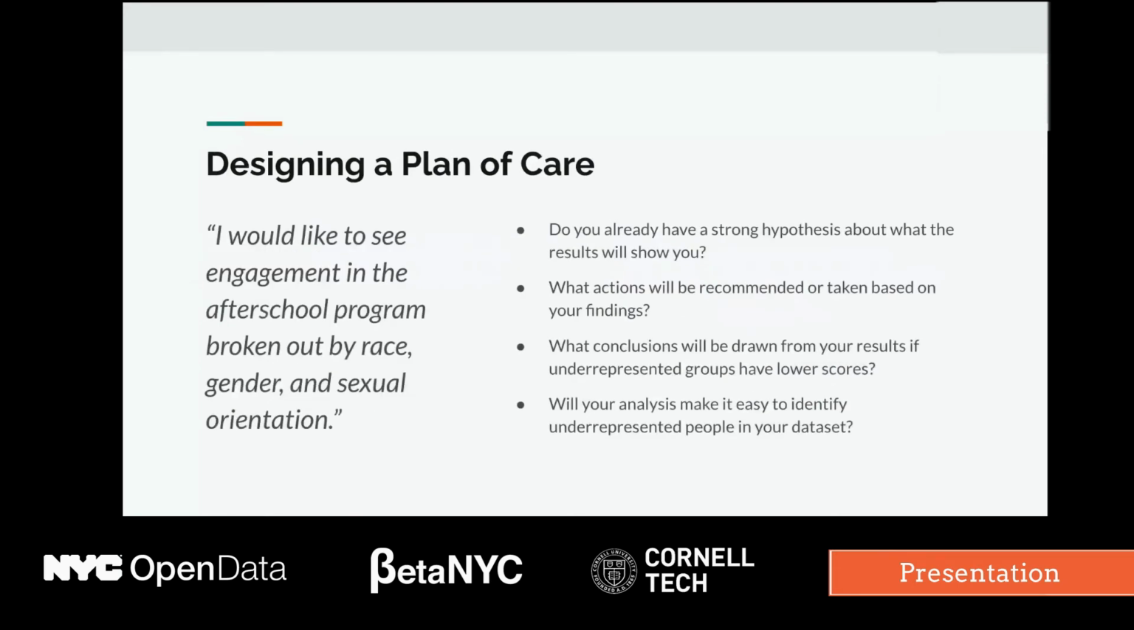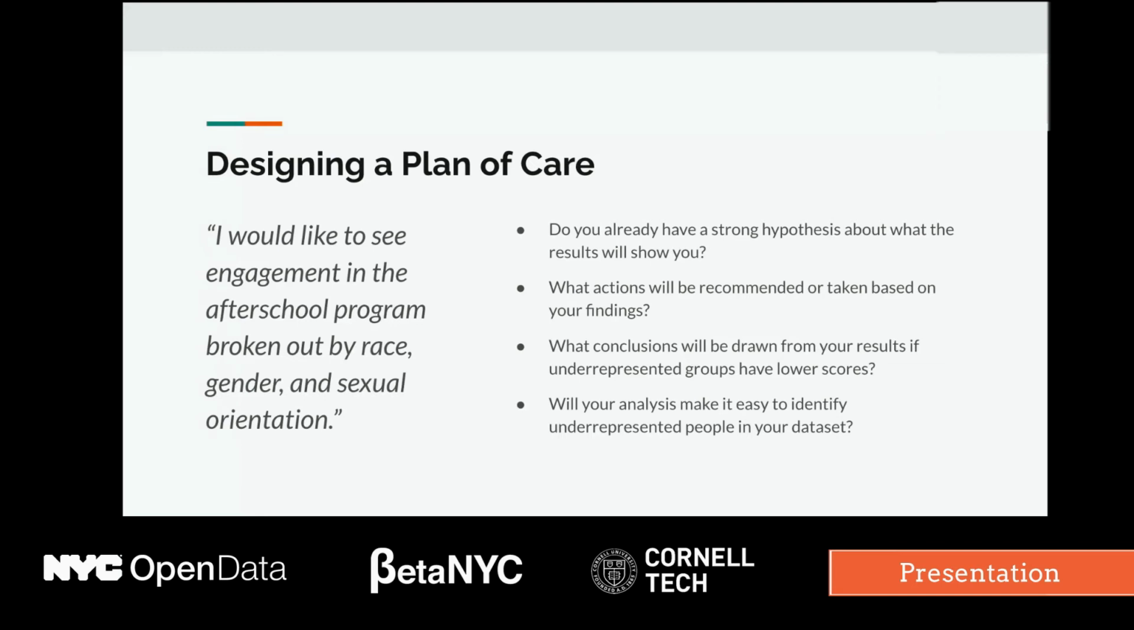Okay, so if you still need to use demographic information, we recommend designing a plan of care. The request that we included here is an example. This is one I can think of. I get voices in my head telling me this from my previous jobs. I would like to see engagement in the after-school program broken out by race, gender, and sexual orientation. So what do you do?